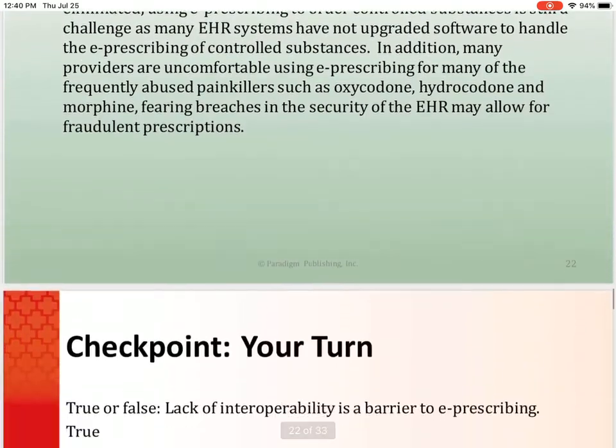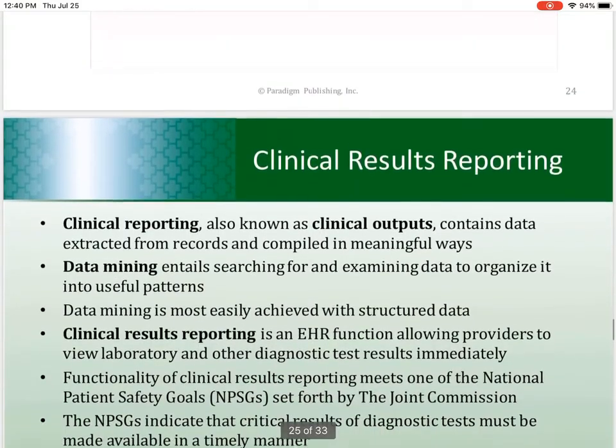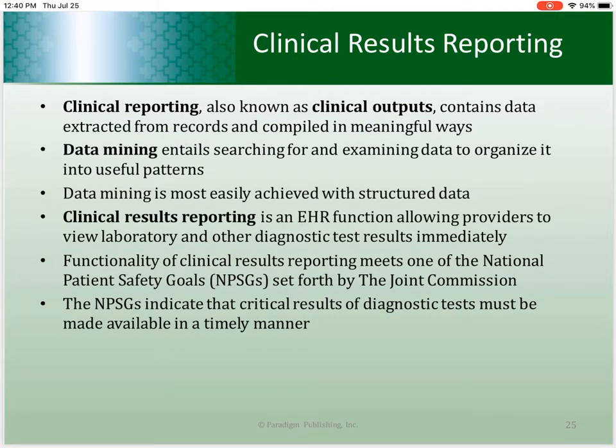All right, moving over to 192, talking about clinical results reporting. So clinical reporting, also known as clinical outputs, contains data that can be extracted from a patient record and compiled in a meaningful way. For example, a physician might run a cumulative report of the lab results of a patient to easily determine if trends in a lab value need to be addressed. The transcribed reports of an H&P, as well as consultations and radiology reports, are additional examples of clinical outputs. All clinicians involved in the patient's care can then use this data.